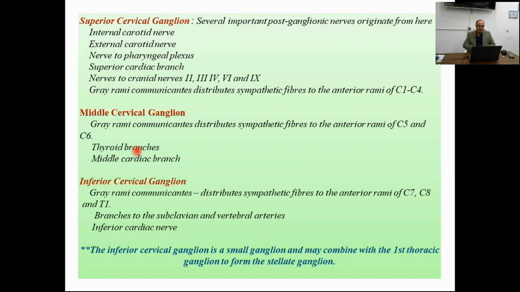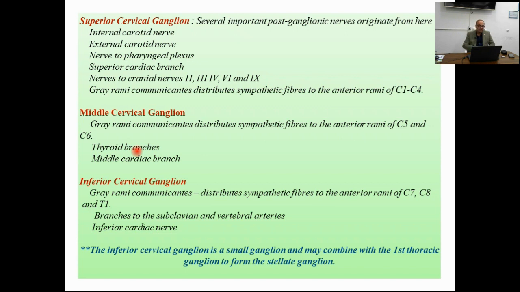From the superior cervical ganglion, several important postganglionic nerve fibers originate: internal carotid nerves, external carotid nerves, nerves to the pharyngeal plexus, superior cardiac branch, and nerves to cranial nerves 2nd, 3rd, 4th, 6th, and 9. Gray rami communicantes distribute sympathetic fibers to the anterior rami of C1 to C4.